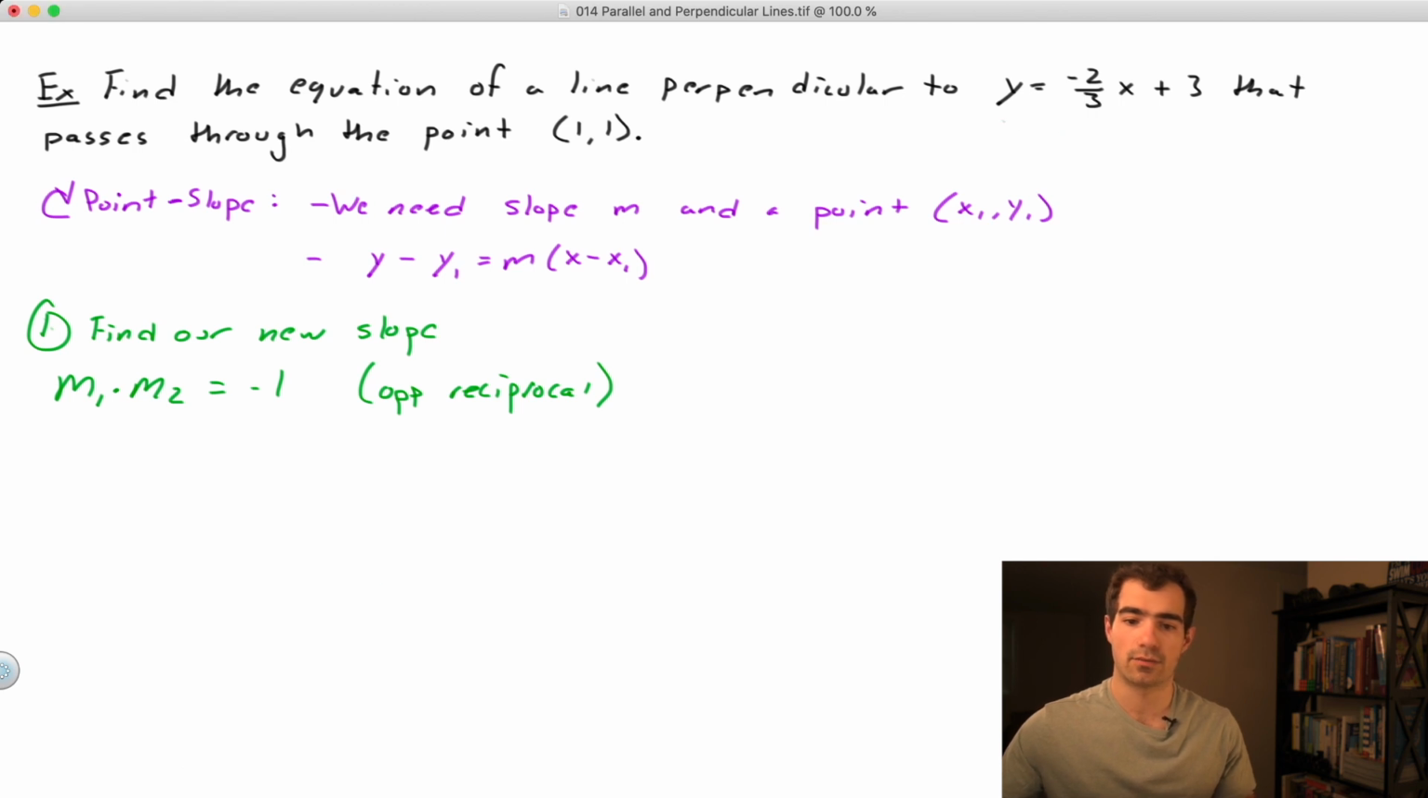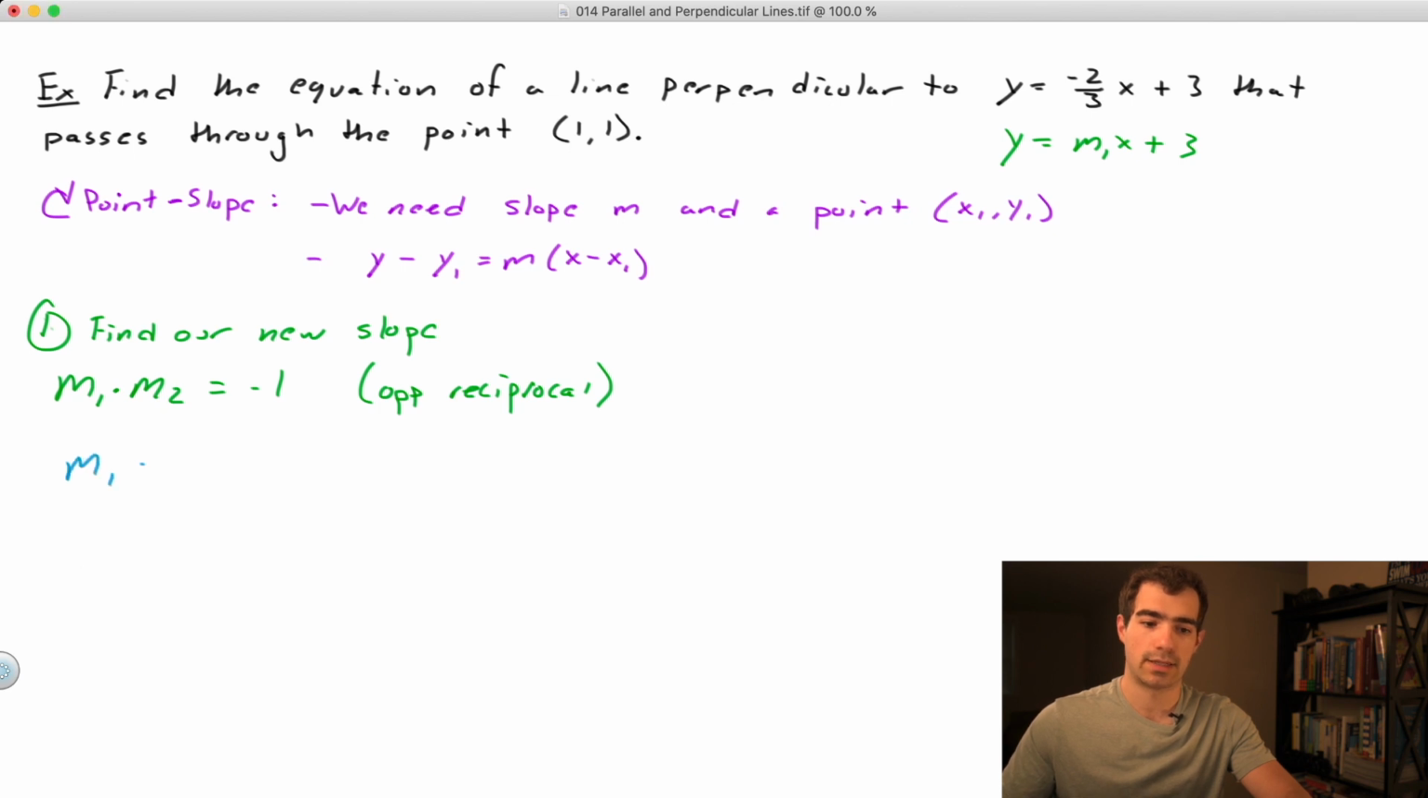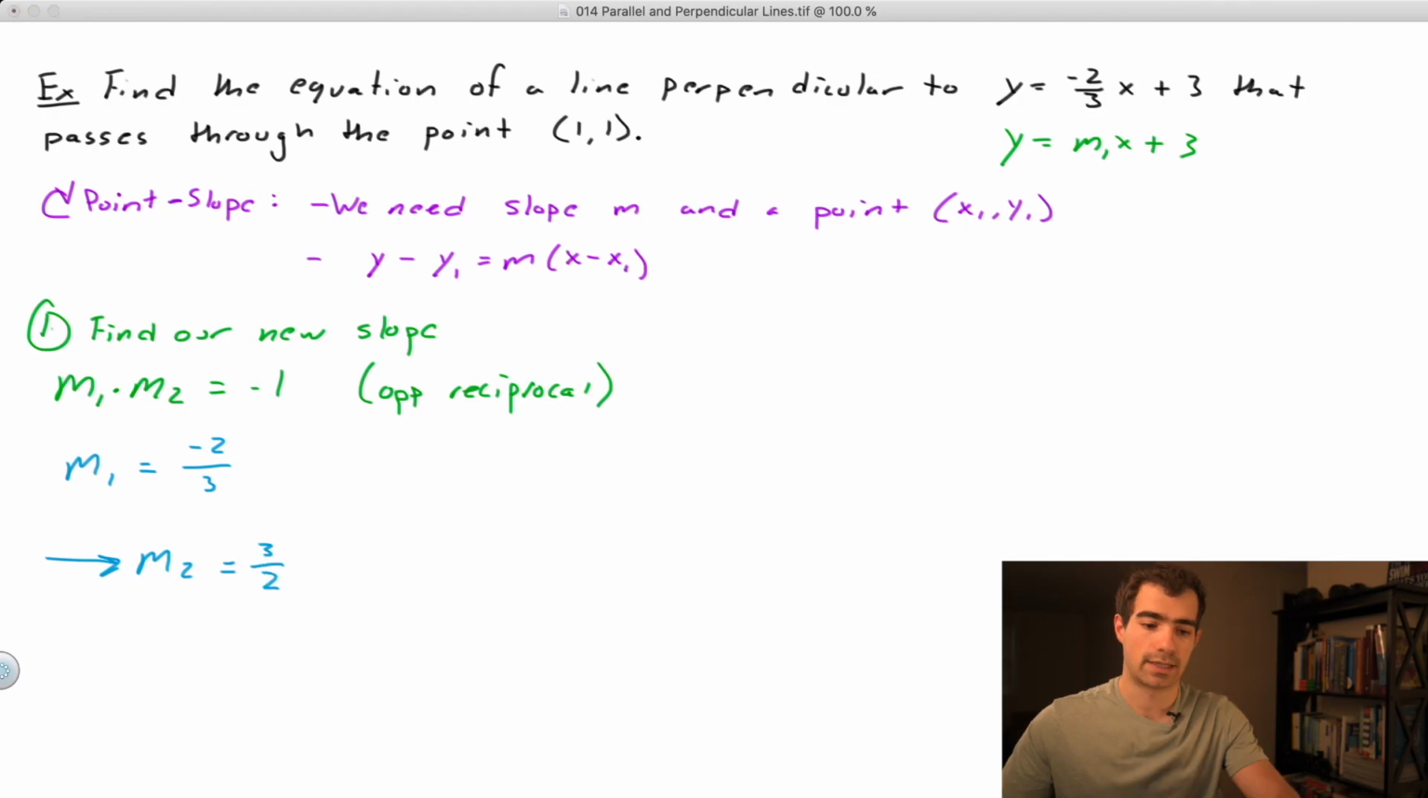And so if we call our original line here y equals m1 times x plus 3, and m1 is equal to -2/3, that's going to mean that m2, the slope of the line we're looking for, is the opposite reciprocal of that. So it's negative, the opposite of that must be positive, and so we'll need a positive 2/3, and the reciprocal of that will flip that over, giving us positive 3/2. And again, this being the opposite reciprocal.